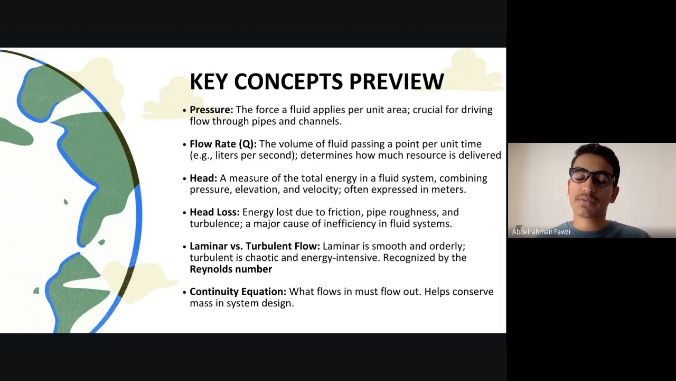We have the laminar and turbulent flow. The laminar flow is smooth flow, orderly flowing fluid. We always try to have laminar flow within our pipelines. If you have an aircraft, you need to have laminar flow along the wing and so on. We don't need to have turbulent flow.